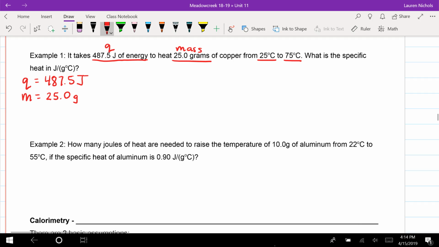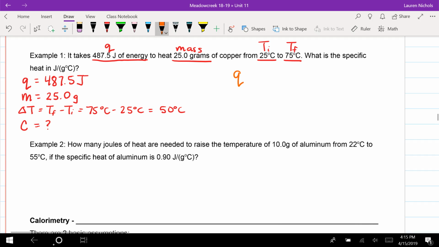And it's heating it from 25 degrees Celsius to 75 degrees Celsius. Well, that means those are temperatures. So 75 degrees is going to be our final temperature, so TF, whereas 25 is our initial temperature, which means when we calculate our delta T, it is our final temperature minus our initial temperature. So that would be 75 degrees Celsius minus 25 degrees Celsius, which will give us 50 degrees Celsius. And they want to know what is the specific heat. Well, the symbol for specific heat is C, so I'm going to put a question mark next to that because we do not know.